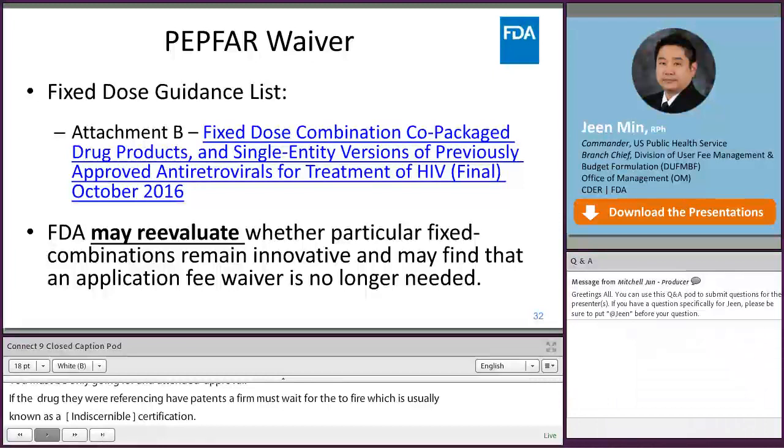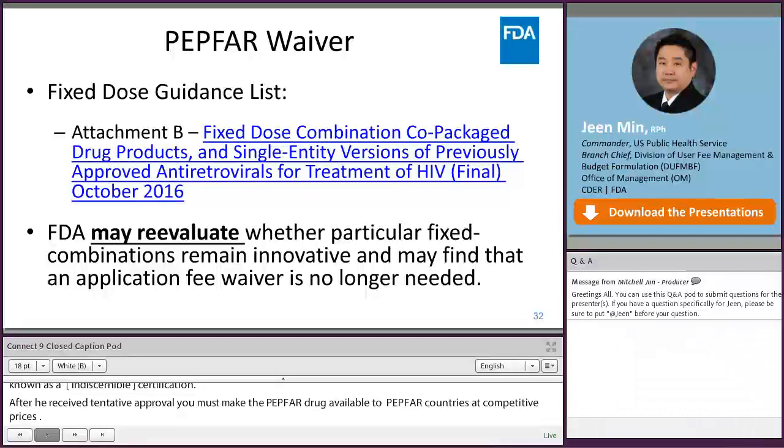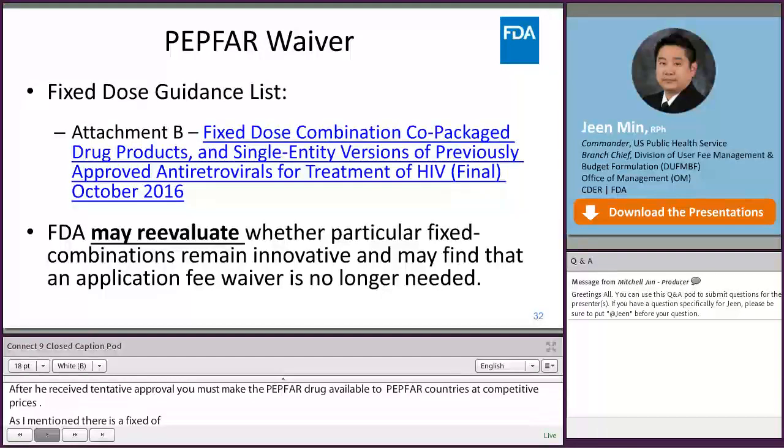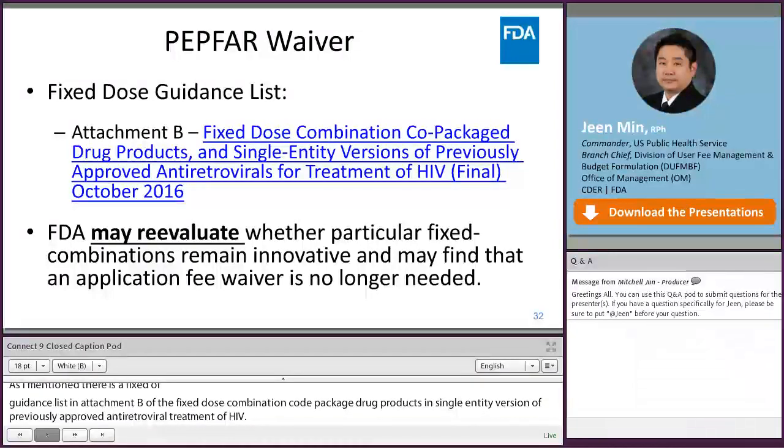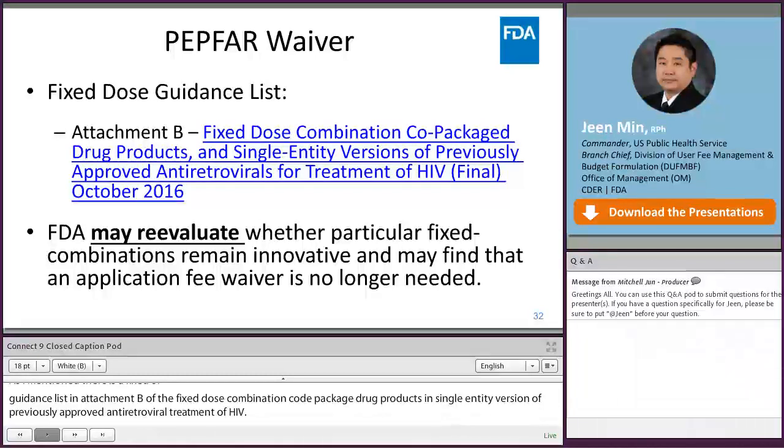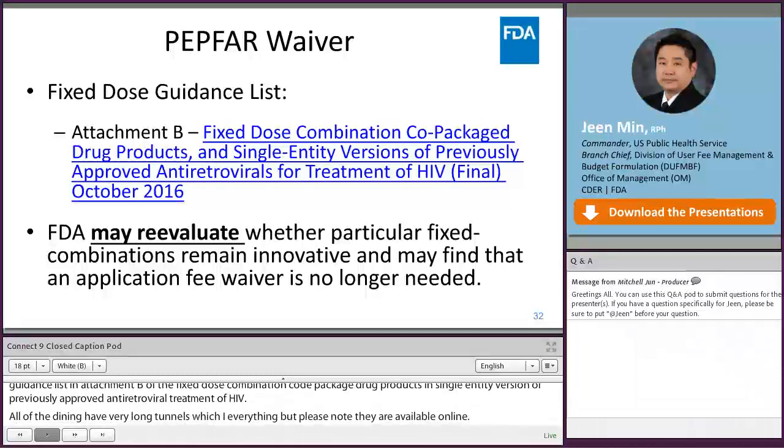As I mentioned, there is a fixed dose guidance list. It's attachment B of the fixed dose combination co-packaged drug products and single entity versions of previously approved antiretrovirals for treatment of HIV. Goodness, all these guidances have very long titles, which I've been repeating, but please note they are available online. One of the things I would like to mention is that in the guidance it states FDA may reevaluate whether a particular fixed combination remains innovative and may find that an application fee waiver is no longer needed. What does that mean?